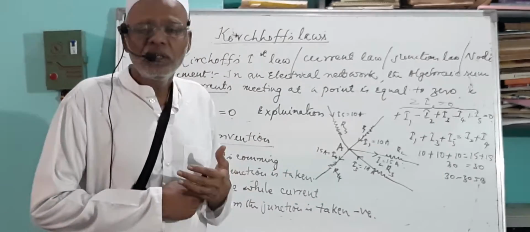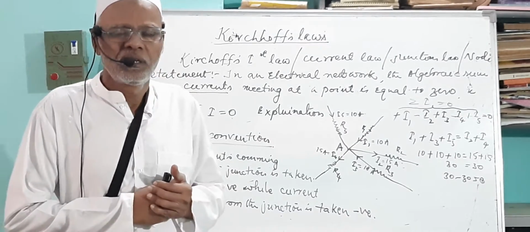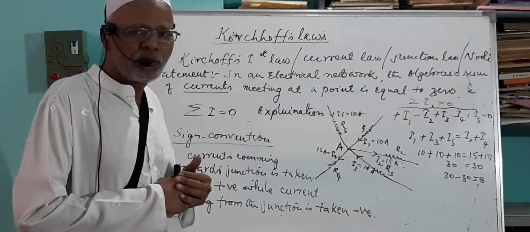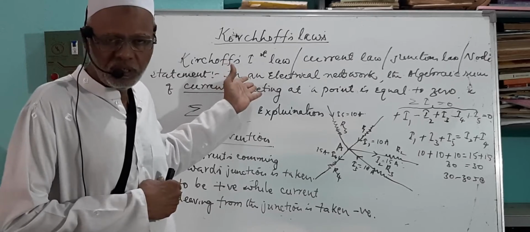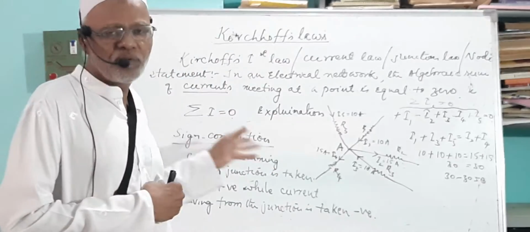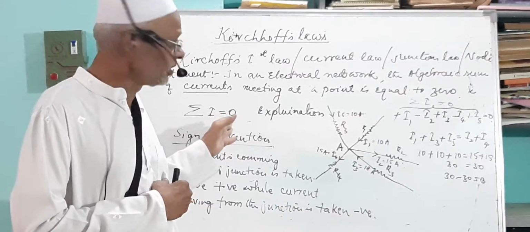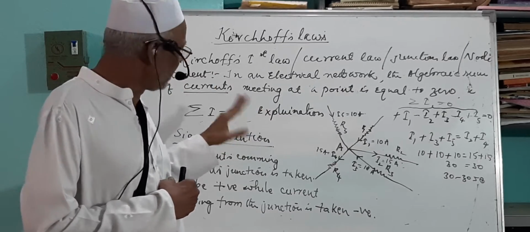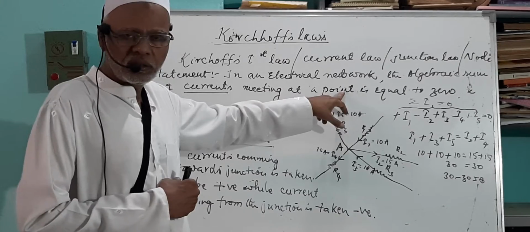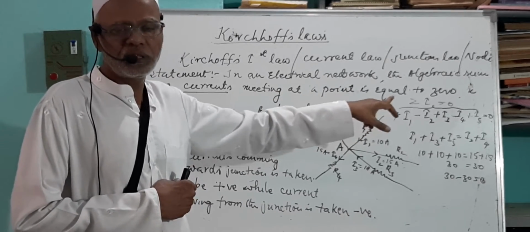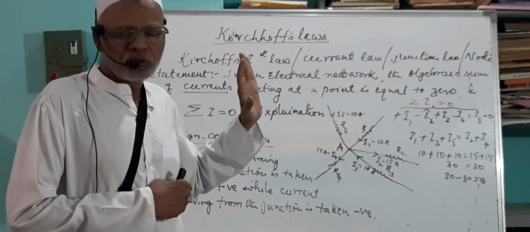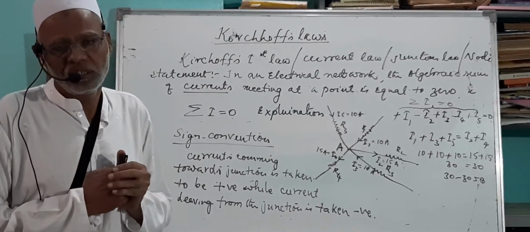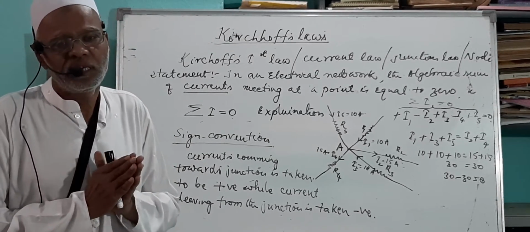In the examination the question will be like this: state and explain Kirchhoff's first law. If that is the case, first of all you have to write the statement. The statement can be generated with the help of the mathematical expression, summation of I is equal to 0. According to that, in an electrical network, the algebraic sum of currents meeting at a junction is equal to 0. That means in a given time, the same amount of current that is coming toward the junction is leaving from the junction.